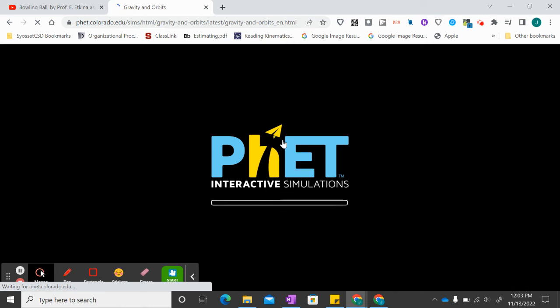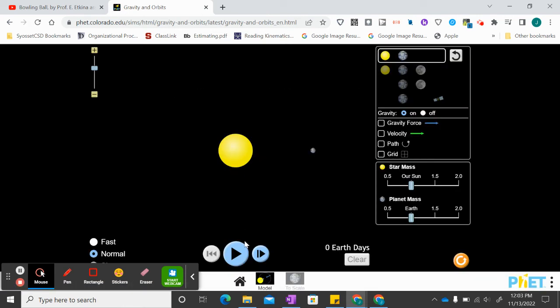So if we go to this PhET gravity in orbit simulation, and we have the Earth going around, notice how the Earth's velocity is always tangent to the circle, and the force of gravity keeping the Earth in that circle is pointed directly towards the middle. Those are at a right angle. If I were to turn gravity off, look at what happens. The Earth goes in a straight line tangent to the circle.